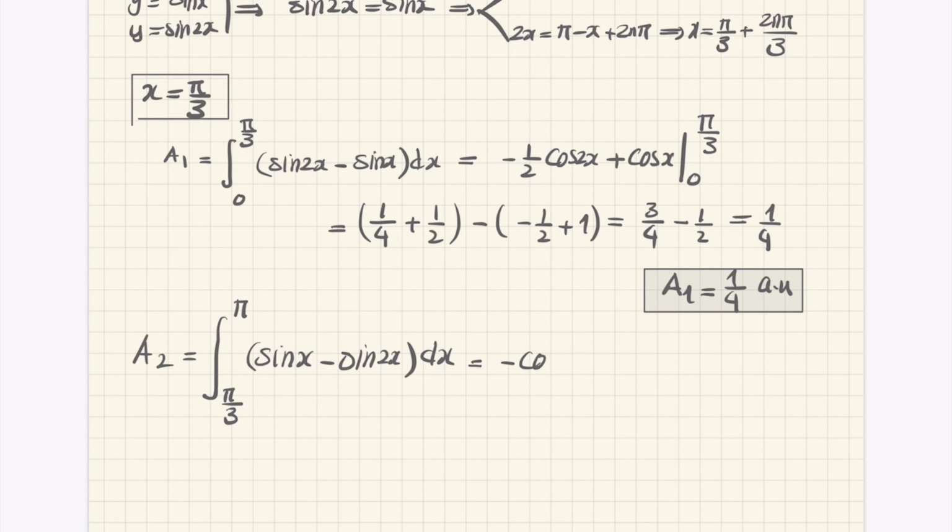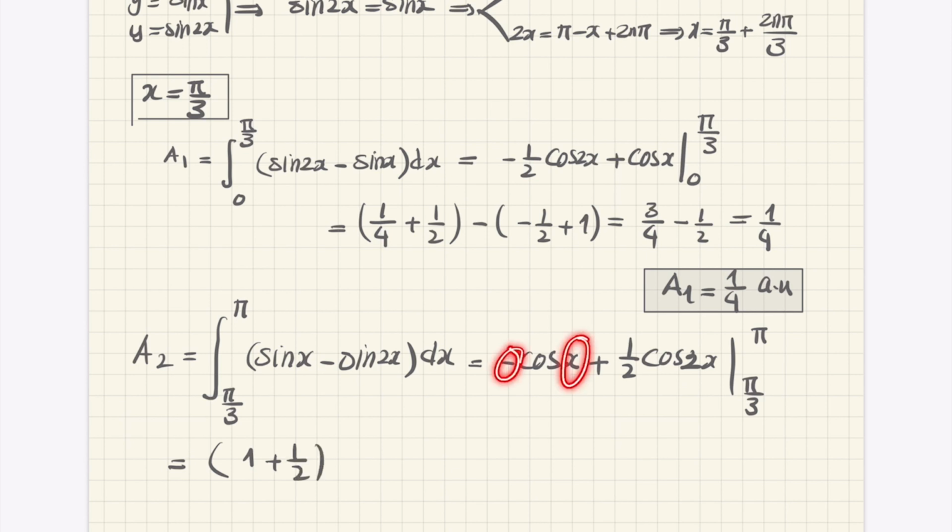The primitive function for sine is minus cosine, the other one is minus a half cosine 2x, and then you have to calculate it between pi over 3 and pi. If I put pi, it becomes 1, the other one is 1/2. Cosine of pi is -1, so this is why I wrote 1. These are simple calculations. And then I put pi over 3, it becomes minus a half.